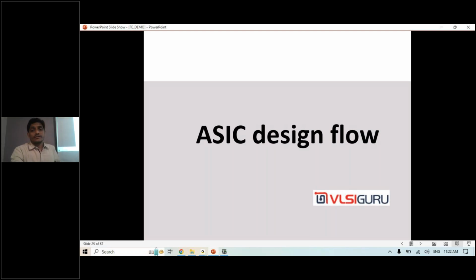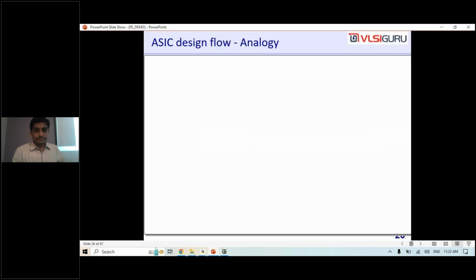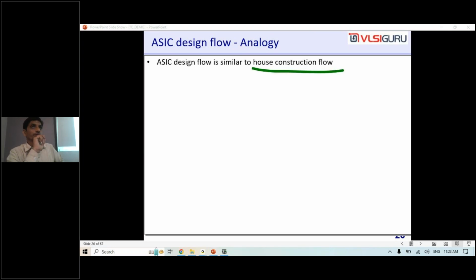Now let us talk about ASIC design flow. First, let's understand a simple analogy for ASIC design flow. Why do we take analogies? Because you can easily correlate with whatever analogies we take. Here we'll take an example of house construction flow. Right? So how does house construction start? What do you think? Let's say you want to construct a house.